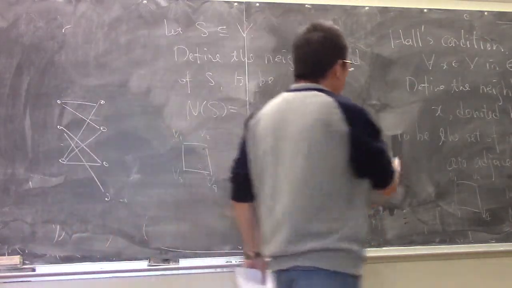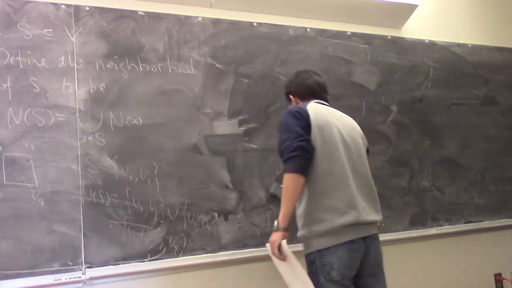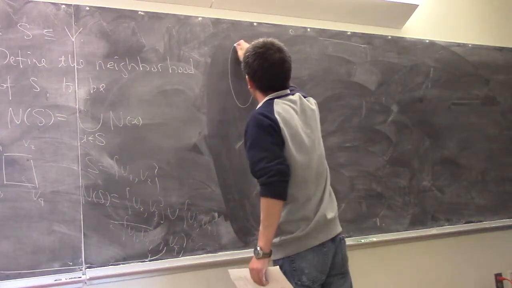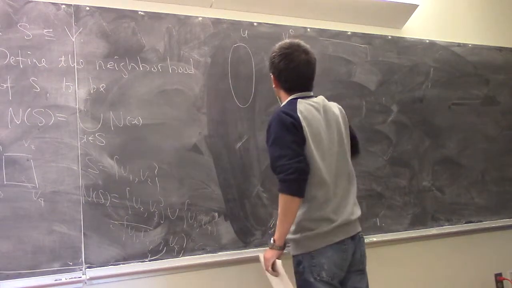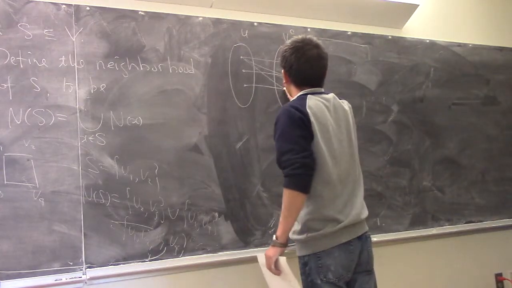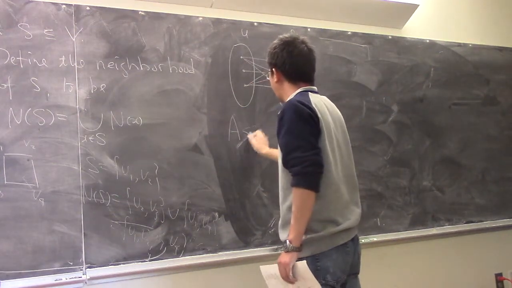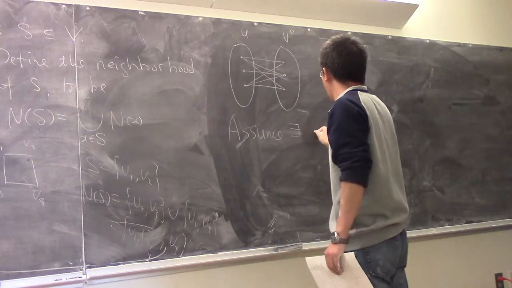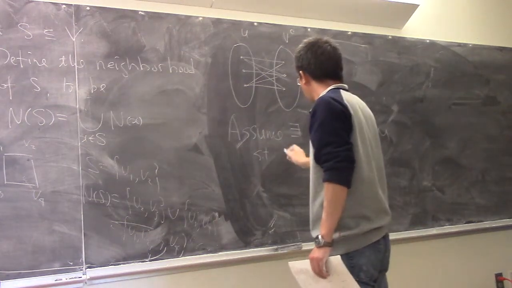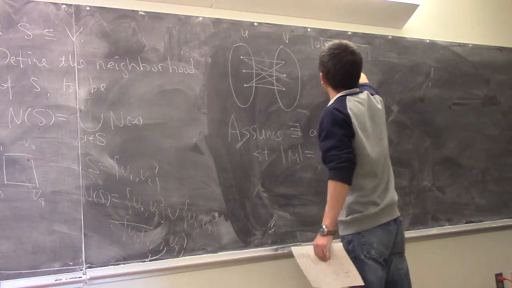Okay, so once I have this concept, let's come back to the bipartite graph. Suppose I have U here, and I have W here, and you have a few edges. Now, assume there exists a matching M such that the cardinality of M is exactly equal to the cardinality of U, where I assume the cardinality of U is less than or equal to that of W.